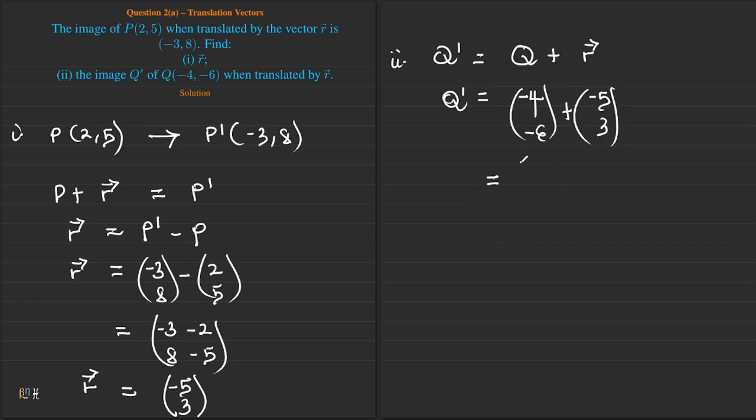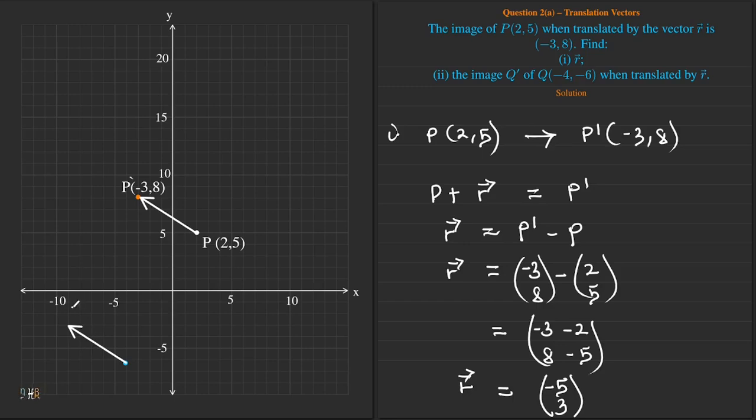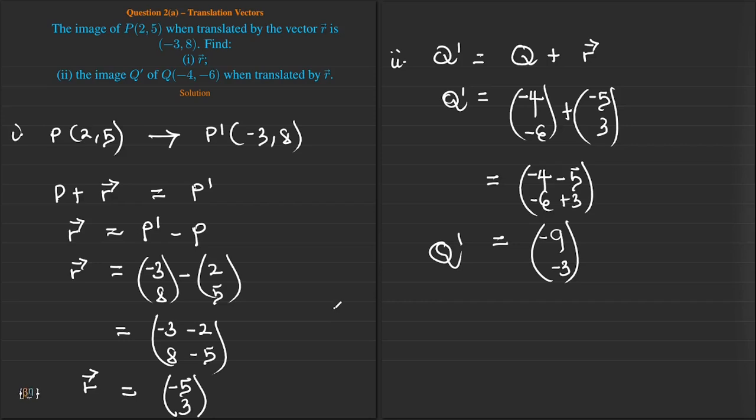So we now simplify. We have a negative 4 minus 5, then a negative 6 plus 3. And if you simplify this, we have negative 4 minus 5, which gives us a negative 9. Then negative 6 plus 3 gives us a negative 3. That is going to be the image K prime. And looking at our Cartesian plane, you would realize that it confirms exactly what we solved for. Negative 9, negative 3.